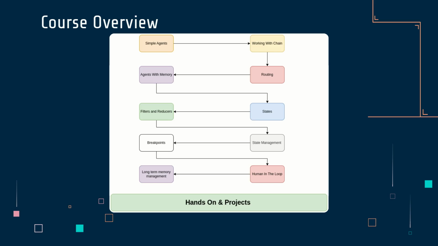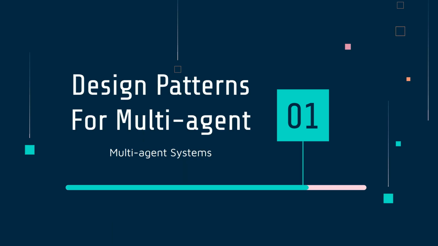So we started from simple agents working with chains, agents with memory, routing, filters and resources, states, breakpoints, state management, and we're about to go to human in the loop. And then we injected a bunch of things in there. But we'll come back to human in the loop. Don't worry about that. We already worked with long-term and short-term memory. So we'll come back to human in the loop. But for now, let's just focus on other sections. We'll come back to the human in the loop section.